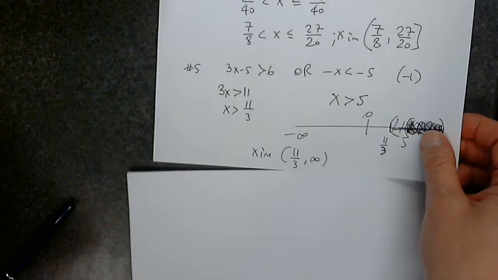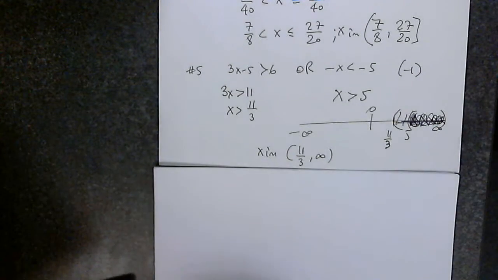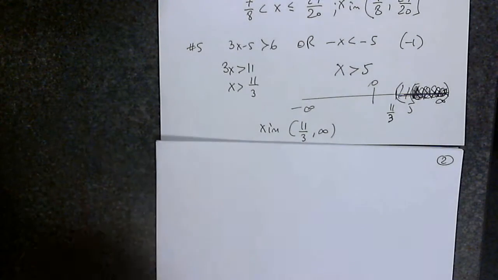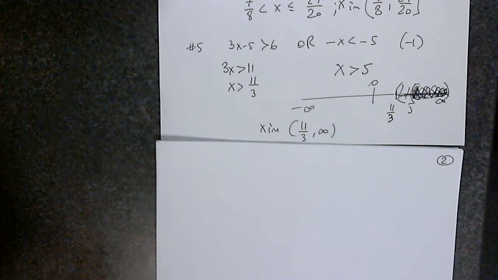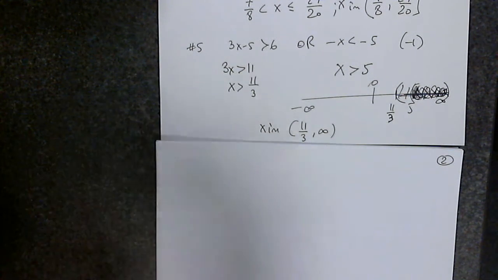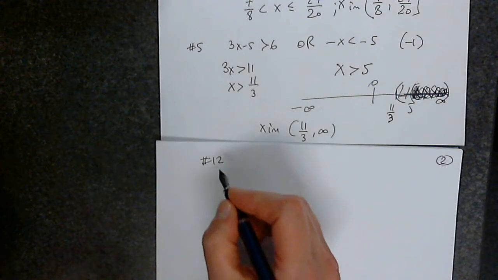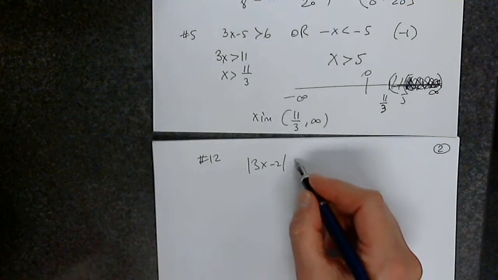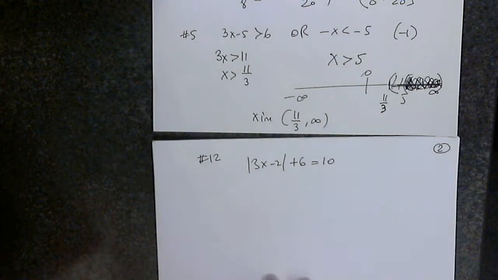Very good. Any questions on these problems? Okay. Let's look at an equation, like for example 12. The absolute value of 3x minus 2 plus 6 equals 10.